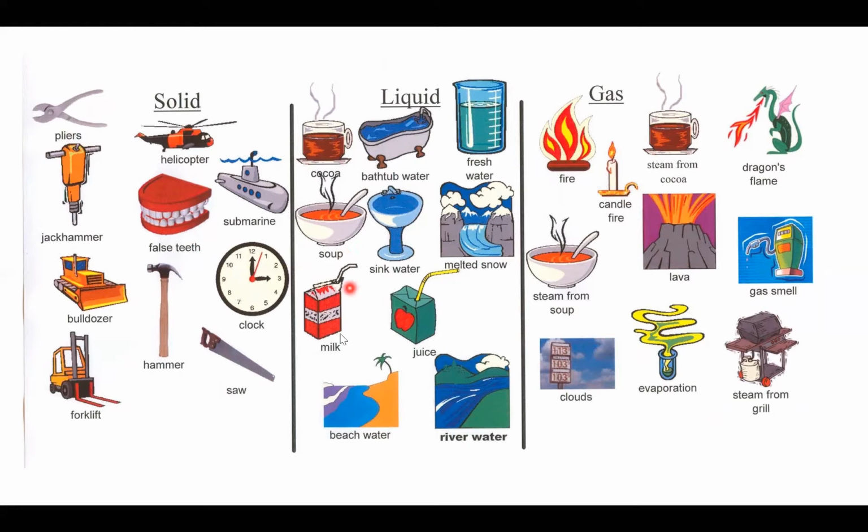Soup is a liquid, milk is a liquid, river water is a liquid, melted snow is a liquid, and so on. As for gases, steam from soup, the clouds are made from gases, and also gases that come from evaporation can be considered this state of matter as well.